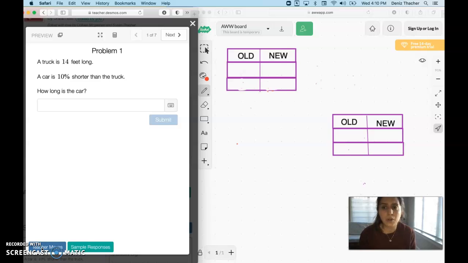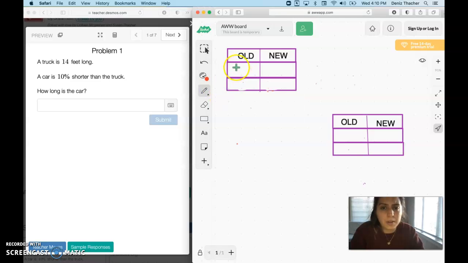So problem number 1, a truck is 14 feet long. A car is 10% shorter than the truck. So how long is the car? So starting with the old side of my t-table, I'm going to go ahead and write 100%. Under 100%, I'm going to write 14 feet long, and this is because that was the original length that we're being compared to. My new percentage has to be 10% shorter, which means that it's 90%. And I know that because 100 minus 10 is 90.